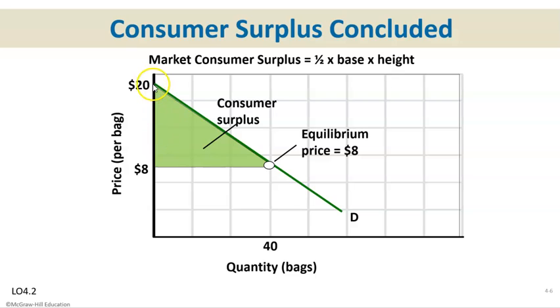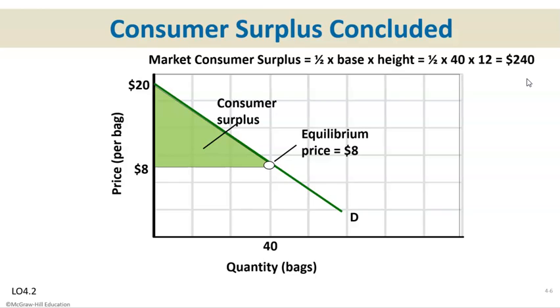So for the height, we need to subtract the 20 and the 8, and that tells us that the height of the triangle is 12. So throw that in your calculator. See what you get for the market consumer surplus here. So when you multiply 1/2 times 40 times 12, you'll get 240, and that is in dollars. That's a measure of the benefit that all of the buyers get from purchasing this product.